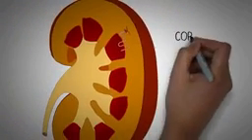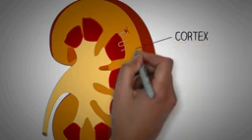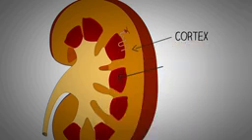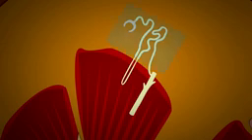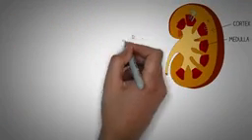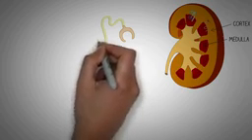Let's first start with the basic structure of a nephron. Nephrons are microscopic structures located in the kidney, and the kidney has two important gross regions, an outer cortex and an inner medulla. If you look at this nephron, you can see that a part of it is present in the cortex of the kidney and part of it is placed in the medulla. This is an important point to remember as it plays a significant role in the formation of urine that we will discuss later in this video.